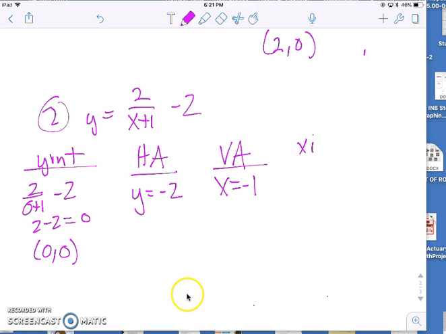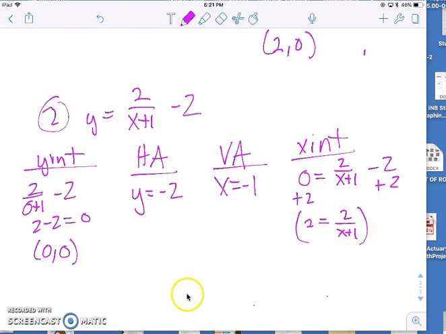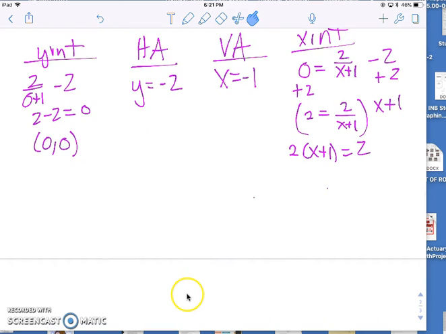And then our x-intercept. So we plug in 0 for y. 0 equals 2 over x plus 1 minus 2. Add 2. So we have 2 equals 2 over x plus 1. Fraction bust. We have 2 times x plus 1 equals 2. So 2x plus 2 equals 2. So 2x equals 0. So it's at x equals 0. So we have (0, 0), which we knew from before.